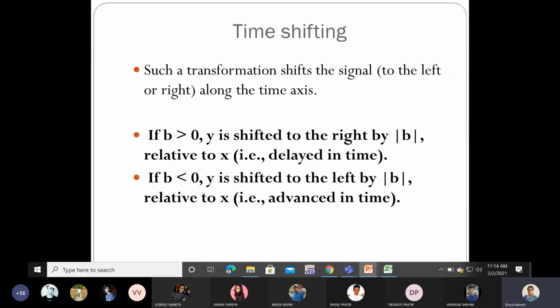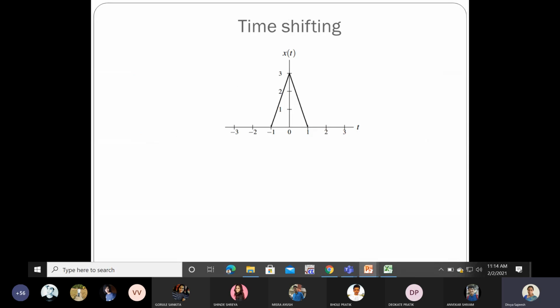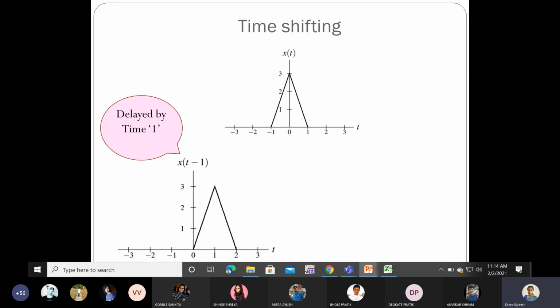So let us take an example and understand it more clearly. This is a signal which extends to the negative axis as well as the positive axis of the time interval. Now let us take first x of t minus 1. Here b is 1 and it is positive. So the signal has been delayed by a time of 1. The entire signal will get shifted by a time 1 towards the right.